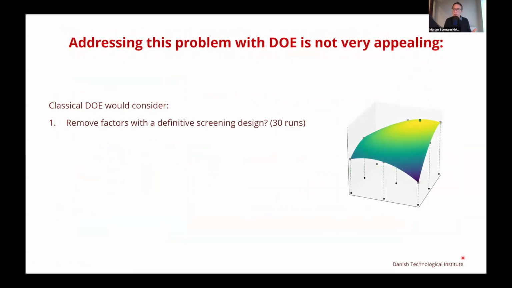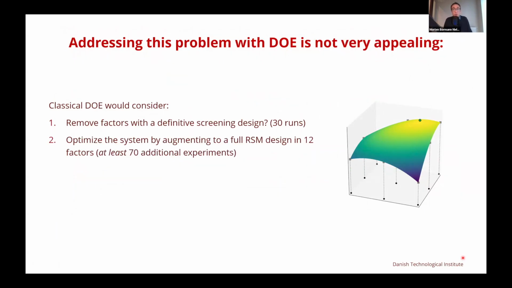And I want to show you that addressing this problem with the classical design of experiments approach is not very appealing, because in the DOE approach, with this many factors, 12, we would start out trying to reduce the complexity of the problem, maybe with something like a definitive screening design, which would take maybe 30 runs. And then we might actually discover that all of these factors are important for a complicated process like this. So instead, we would then continue to build the full map by augmenting, as it's called technically, to a full surface.